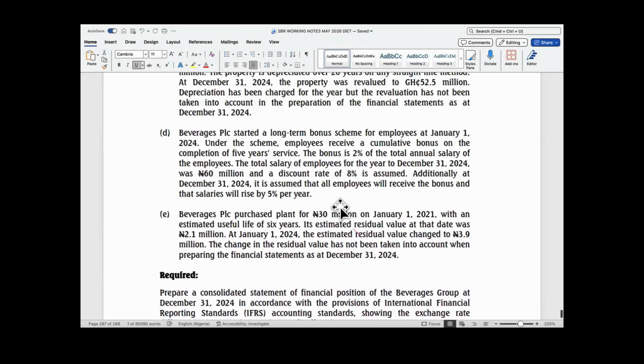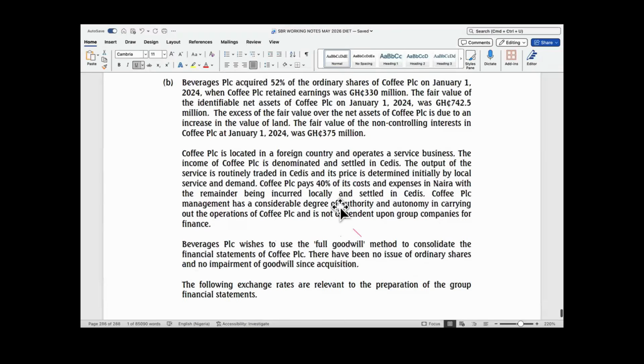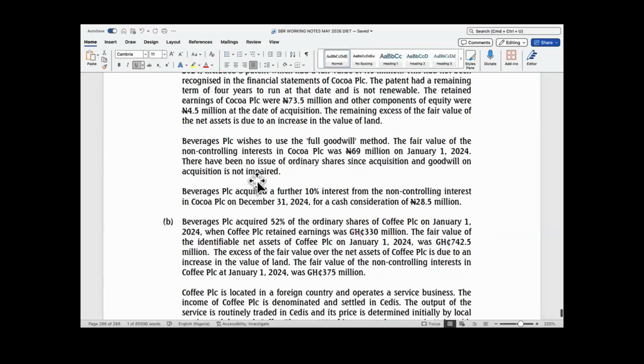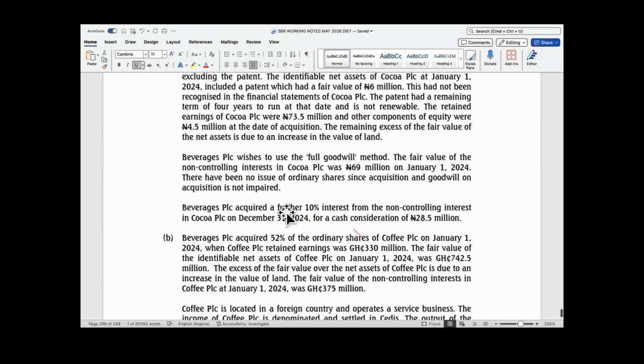So I've not gotten there. I've not been able to get my share of post-acquisition retained earnings and all that. So I'm going to hold this one pending because I can't really do much for now. I'll leave this one pending until I've done my consolidated retained earnings, that I've shared the retained earnings of Cocoa between the parent and NCI. Then I can do that distribution.